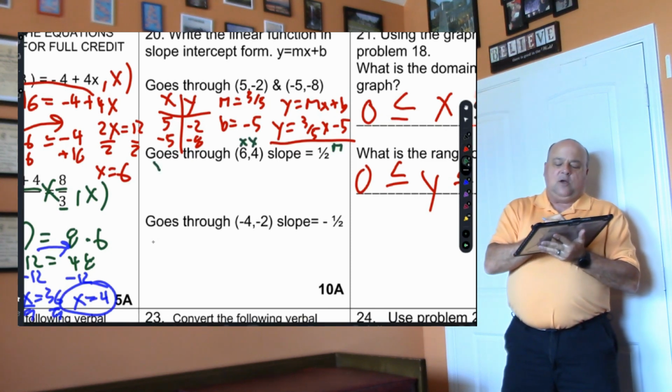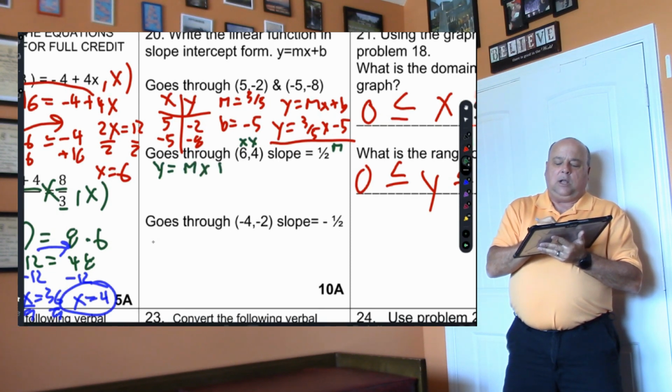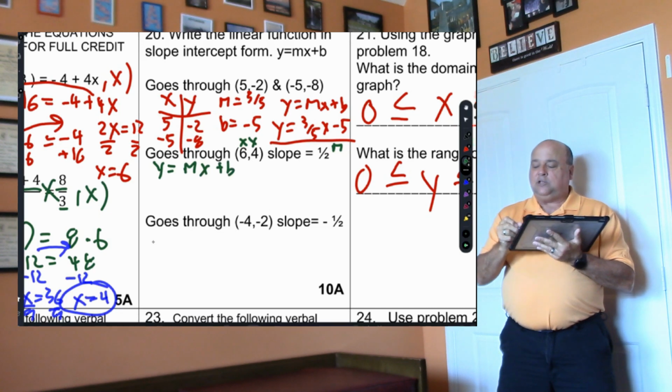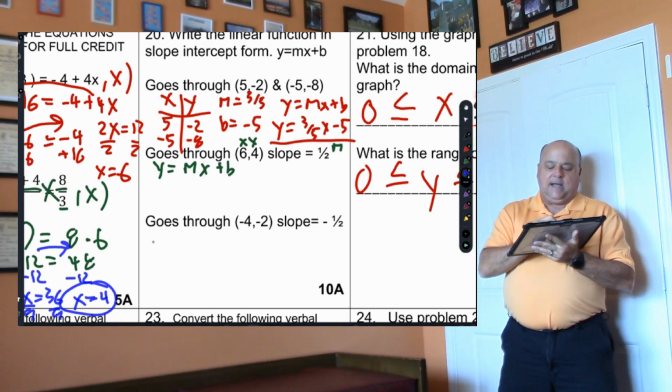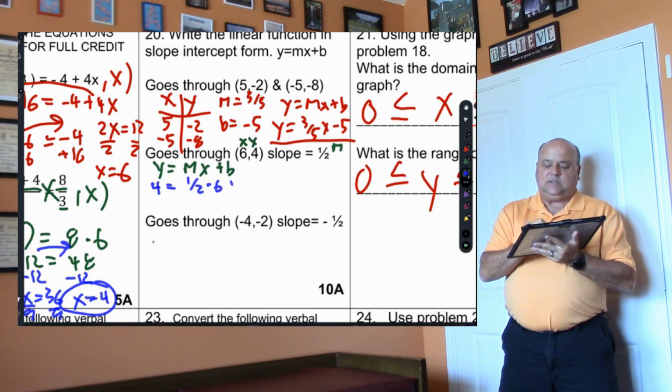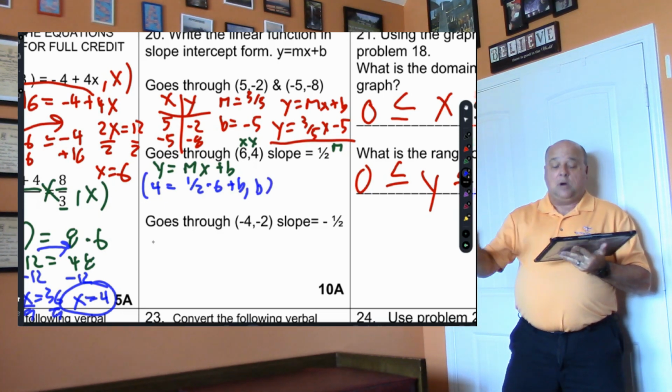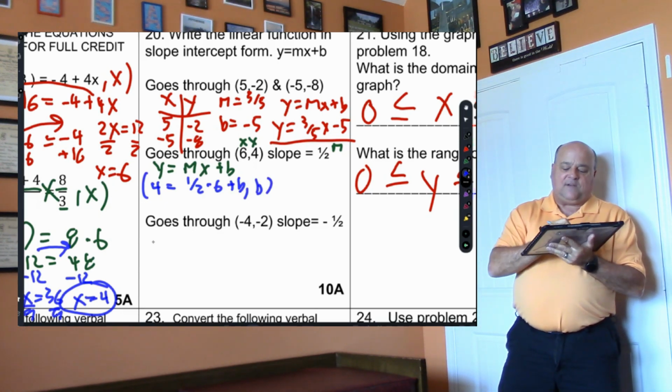And then you're going to write down y equals mx plus b. You know all of the letters except for b. So let's replace all these. My y is 4. My m is 1/2 times 6 plus b. You're going to put this into InSolve and solve for b. I'm going to do it in my brain, but you would type that into InSolve and find b.